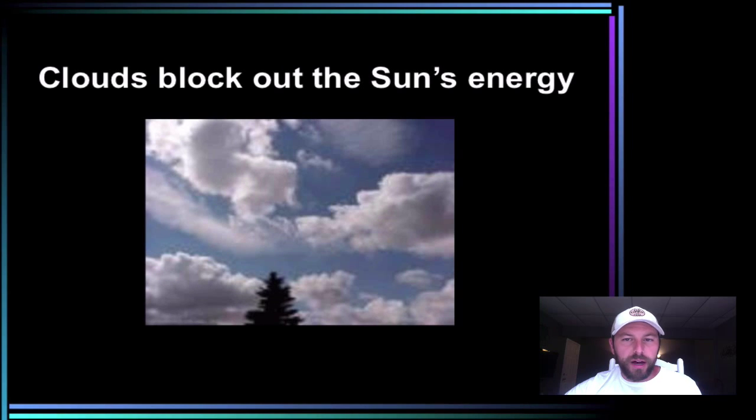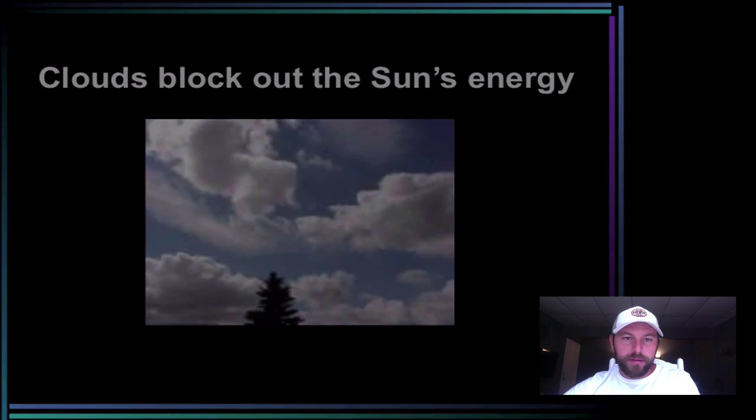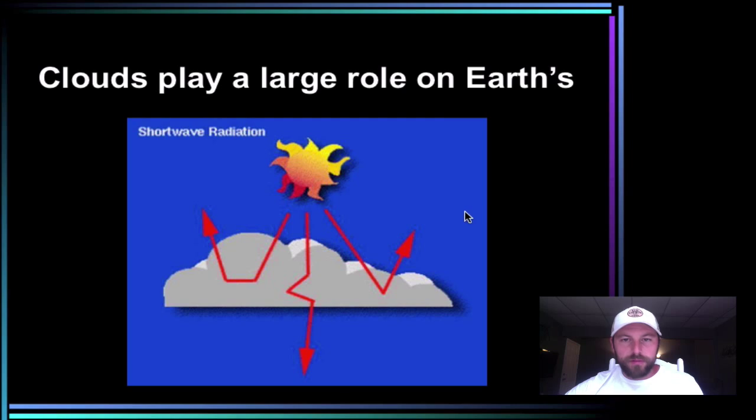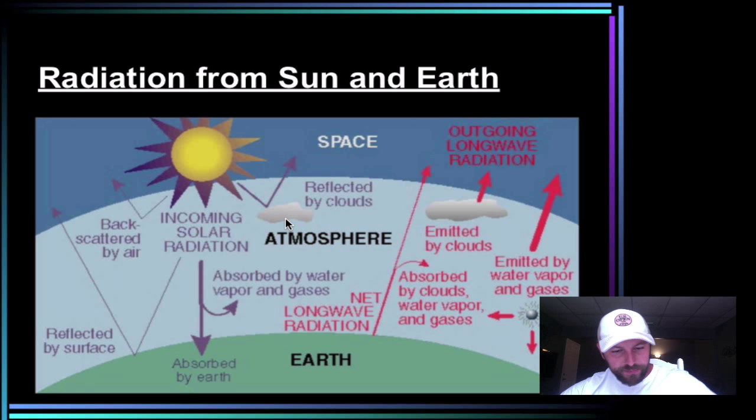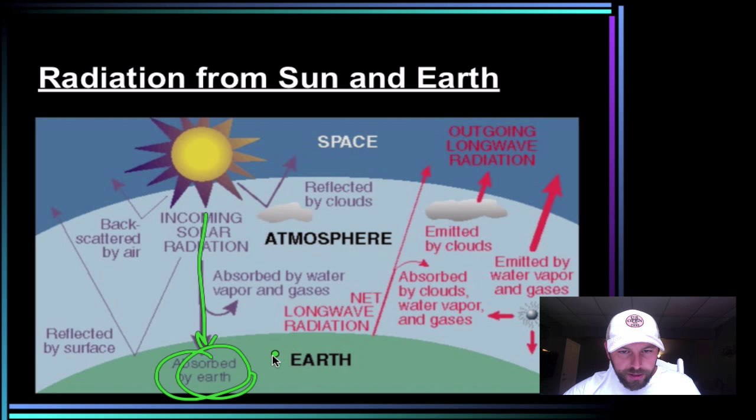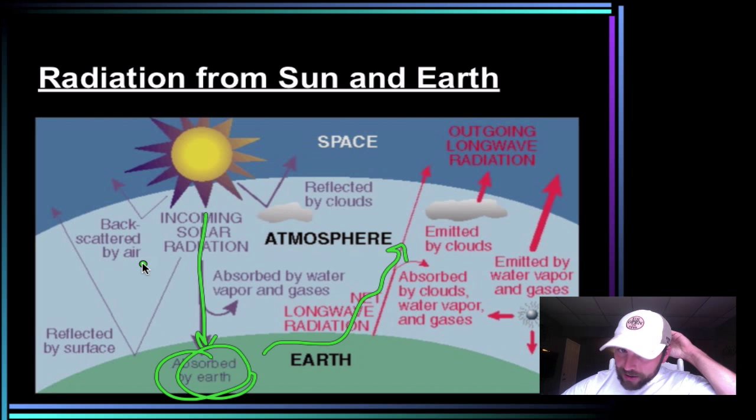Sometimes we see diagrams like this, or even better, this one right here, that really gives us a comprehensive view of what's happening to the energy that's coming from the sun. So you can see here our incoming solar radiation, insolation, some comes directly down and is absorbed by Earth. This right here is going to be leaving as our long wave radiation. Okay, some is scattered by the air, some is reflected off surfaces.